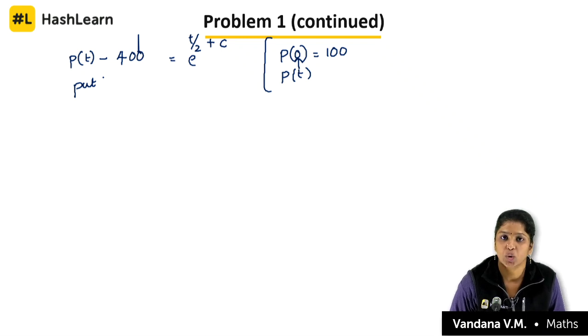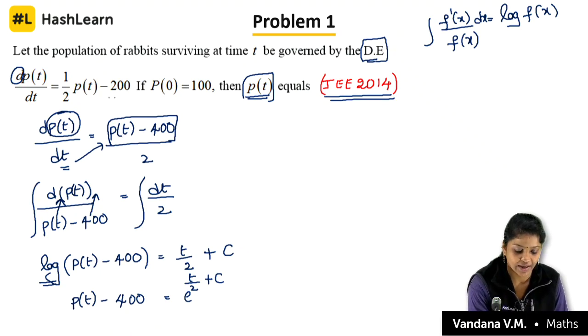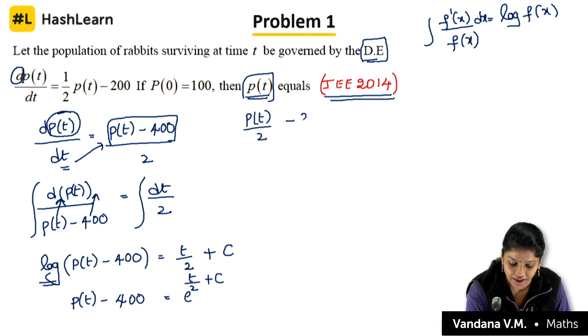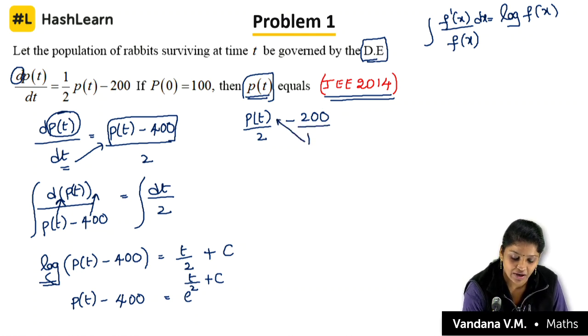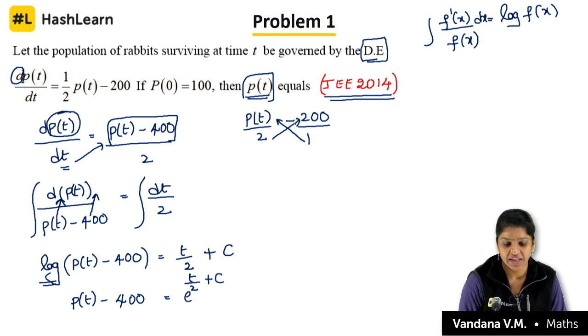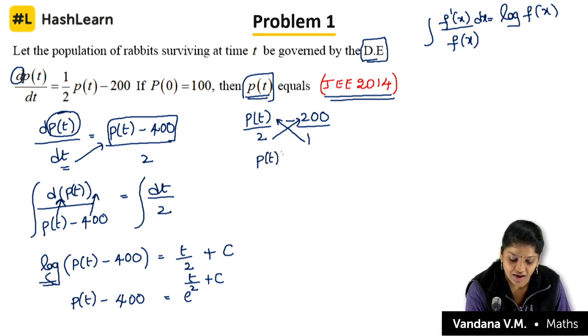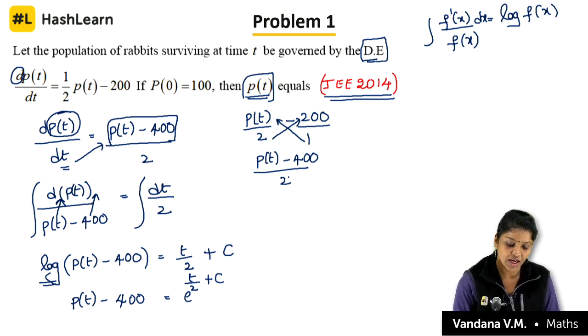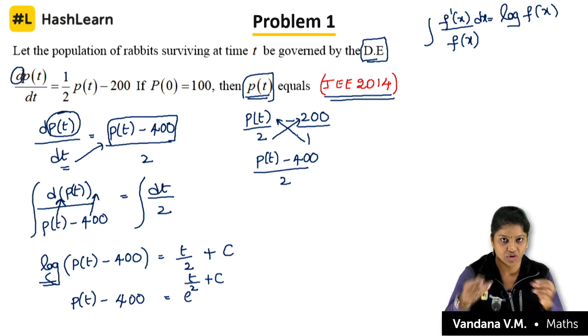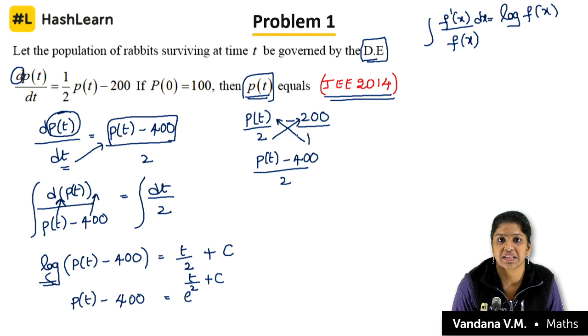Yes, that's what I told you, Shivarajan. Please take out the LCM. This is like p(t) by 2 minus 200. I cannot bring it to one side, no. So what I did? I found the LCM over there. So that is p(t) minus 2 into 200 becomes 400, divided by 2. Now I can bring that numerator down. Otherwise, I cannot separate the term because that minus 200 tail was there. So I found the LCM. I hope you understood.